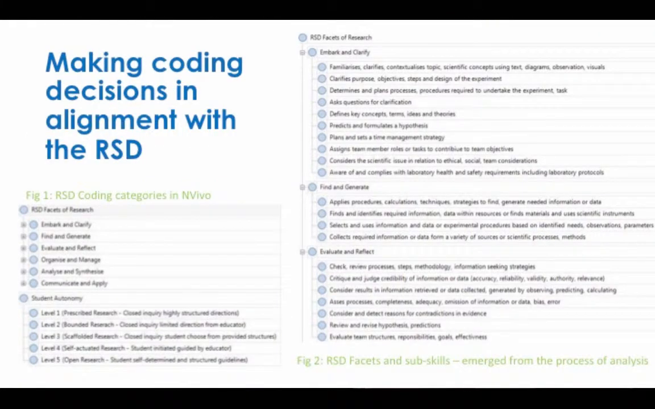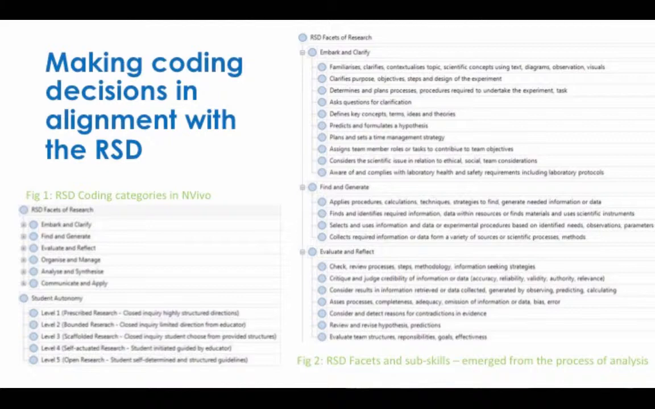So that's just an example here of how I broke down the facets of research in NVivo. In this box here on the left, I broke down the RSD into facets and also into students' levels of autonomy. As I was looking at the descriptive observations and the content in the handbook, I'd have a look at, well, what skill does this chunk of information belong to? And I would map it to one of the facets and then consider the level of autonomy that was embedded in that instruction, and also map it to one of the levels in the RSD.